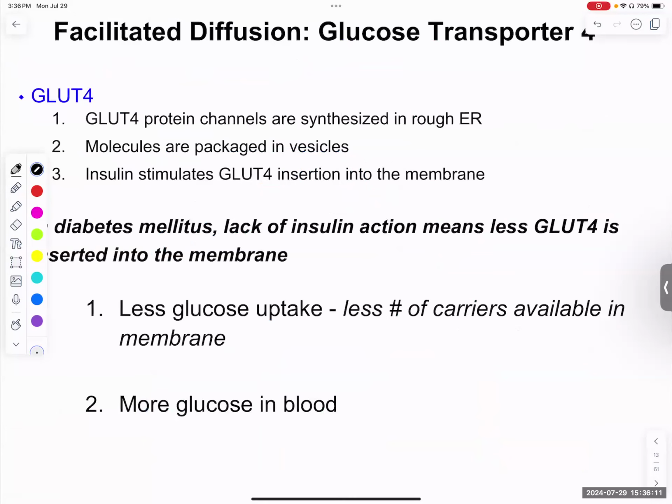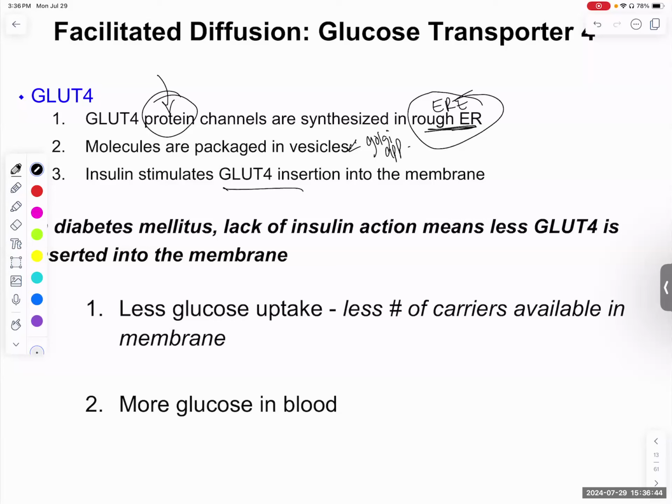GLUT4, again, these protein channels, they're transcription and translation of proteins, right? Transcription in the nucleus into a messenger RNA. Messenger RNA comes out and gets translated into a GLUT4 protein channel. It's finished up in the rough endoplasmic reticulum. And then they are packaged in vesicles, thanks to the Golgi apparatus. Those vesicles are waiting around with these GLUT4 channels, just waiting to be inserted in the membrane.